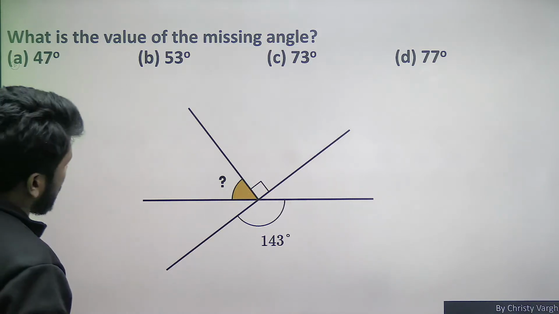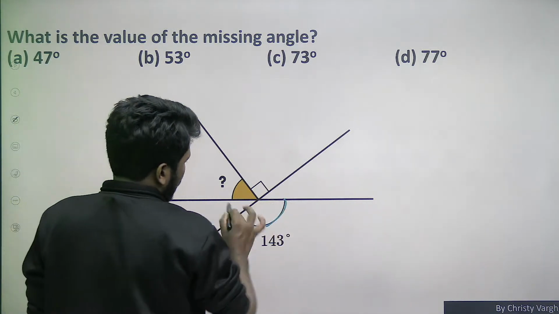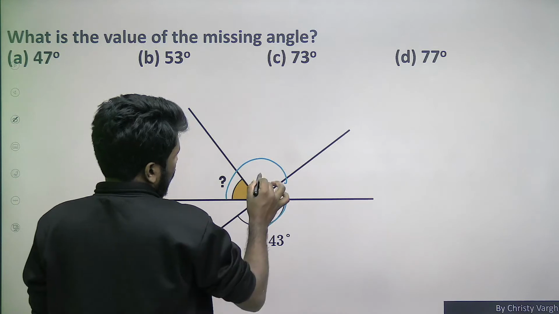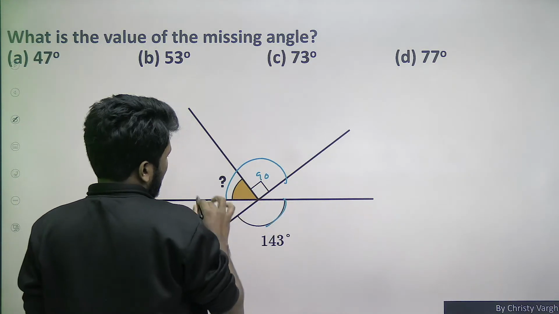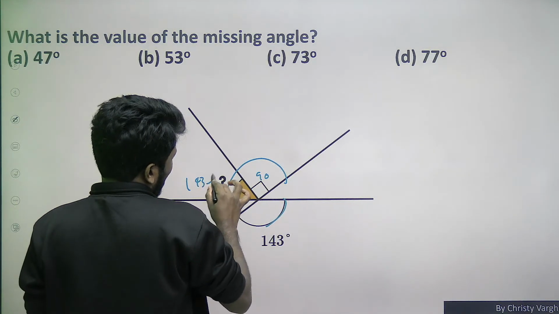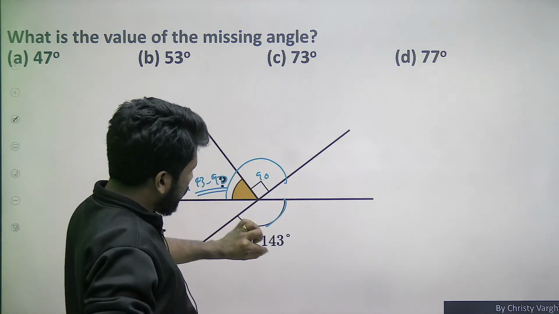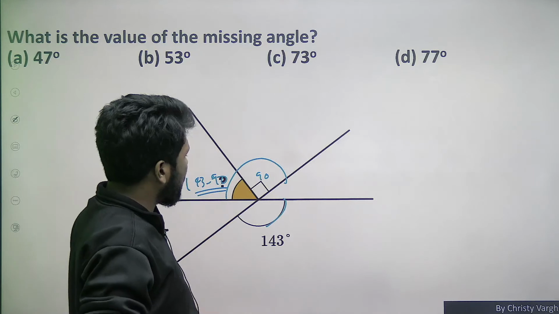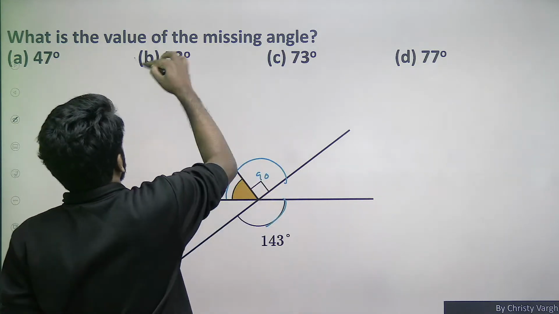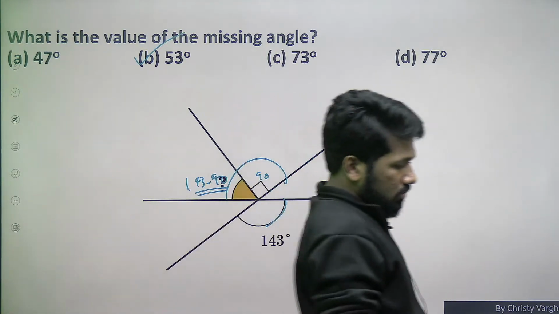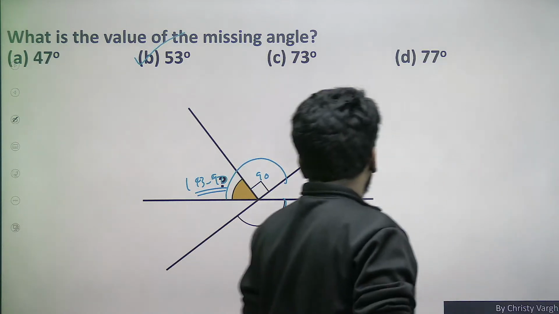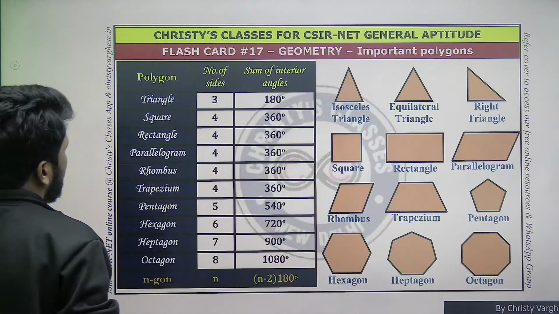Okay, this question is super easy, na? This is 143, so this is vertically opposite, and this is 90. The answer will be 143 minus 90. Again, don't write 143 minus 90. Just think: to make 143 from 90, what do I have to add? 53 to add. So 53 is the answer. So most of you got it right. So I don't think I should explain more in detail.